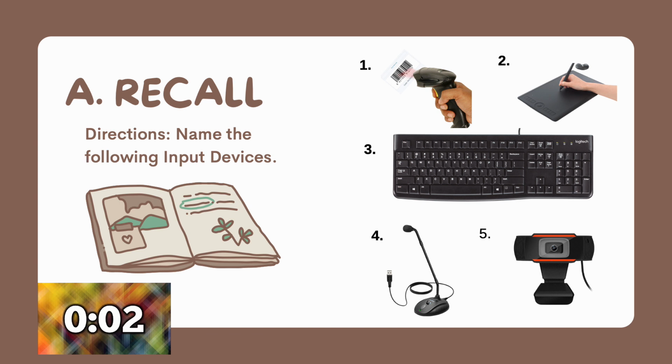Again, exchange papers. Number one, the picture is a barcode reader. Next is number two, digitizer tablet. Number three, keyboard. Four, microphone. And last is number five, webcam. So, again, count the correct answers. Don't forget to write corrected by and the signature.